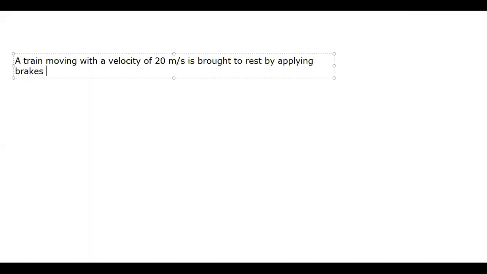Let's start with the next numerical. Write down: a train moving with the velocity of 20 meter per second is brought to rest by applying brakes in 5 seconds.